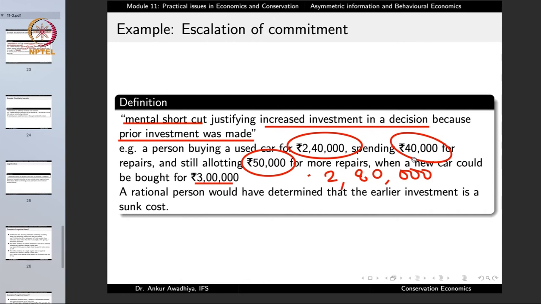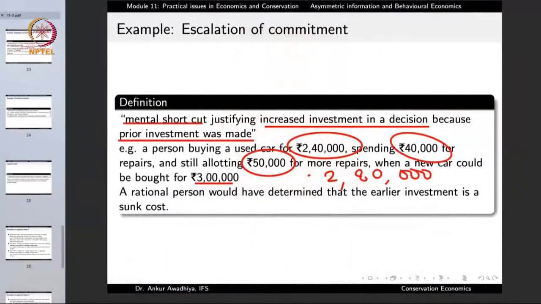Now, a rational person would have determined that the earlier investment is a sunk cost, which means that it is a cost that was incurred and cannot be recovered back. So when you are spending the next 50,000 rupees, you should think, oh, should I spend this 50,000 rupees on this second-hand car, or should I just sell this vehicle off and buy a new car? Because at least in that case, I will not have to do this spending again and again and again.